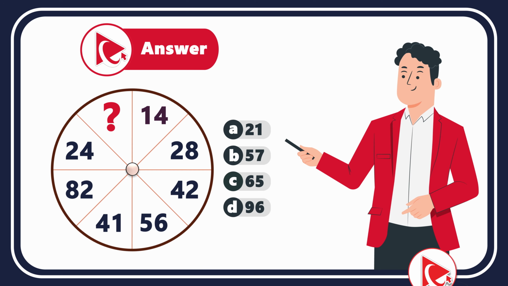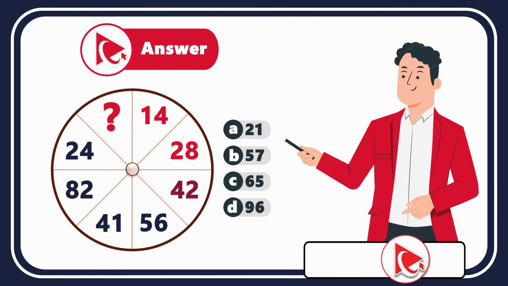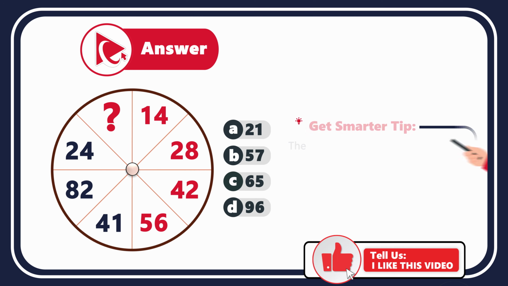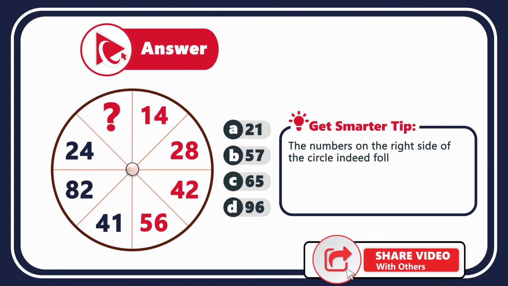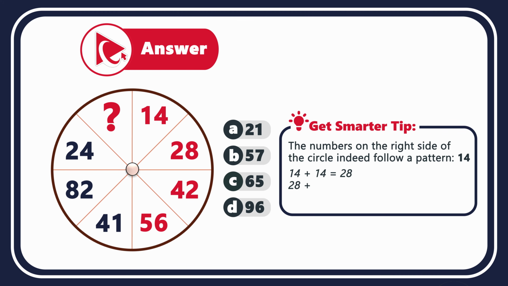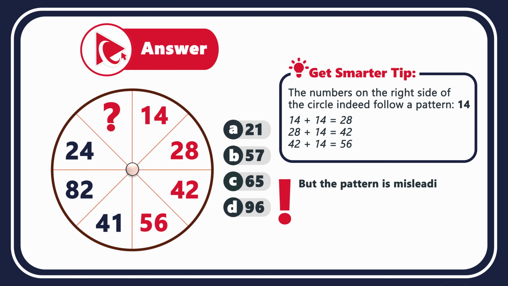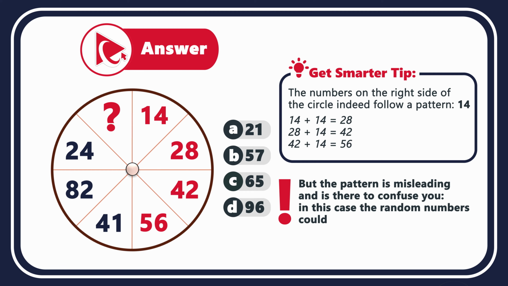Let's look at the numbers 14, 28, 42, and 56. As you can see, they all increase by 14. 14 plus 14 equals 28. 28 plus 14 equals 42. And 42 plus 14 equals 56. But then this pattern breaks, and you see numbers 41, 82, and 24. Unfortunately, this pattern is misleading, and it's there to confuse you. In this case, random numbers could have been used as well. So what is the right solution?